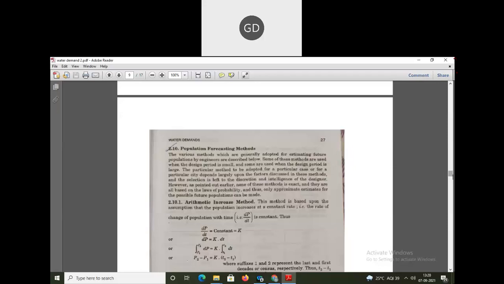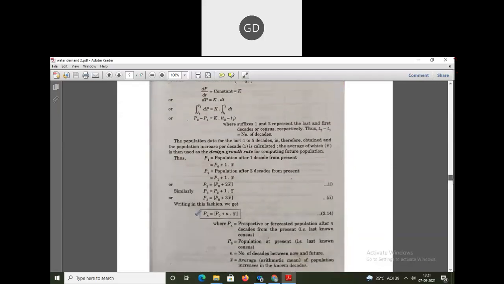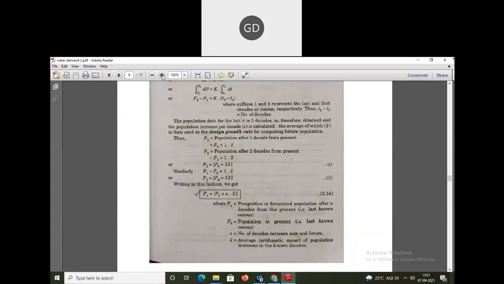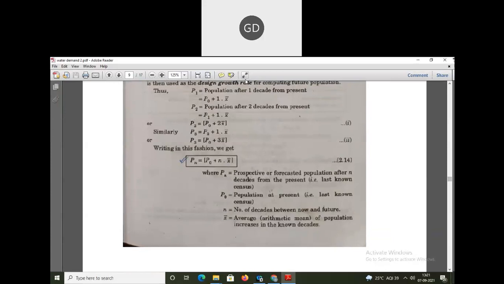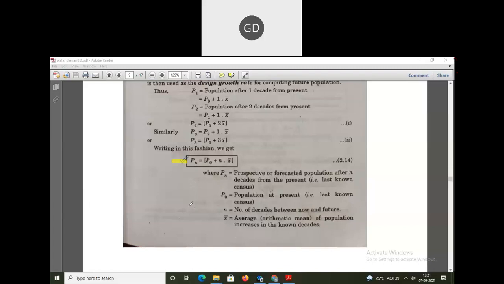Basically you have to know the formula for the arithmetic increase method. Here you can see the formula: Pn is equal to P naught plus N into X bar. Each and every term here has a certain meaning. Pn is the population you are going to find out.